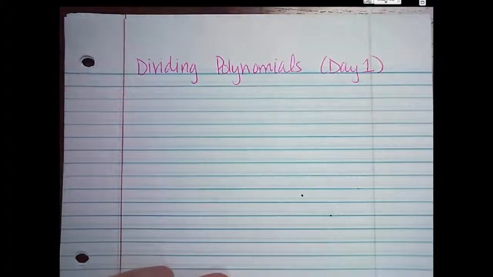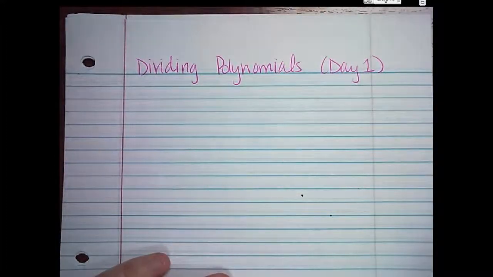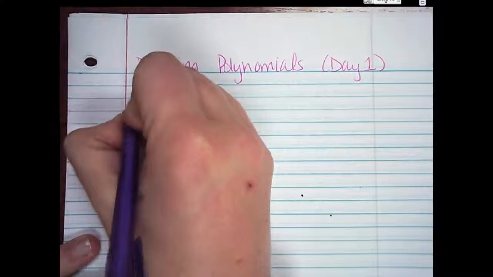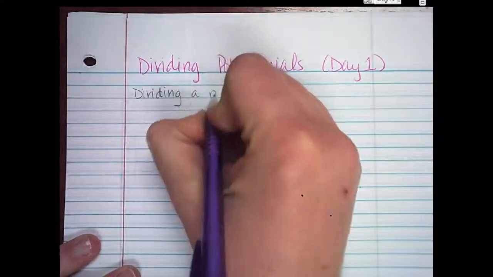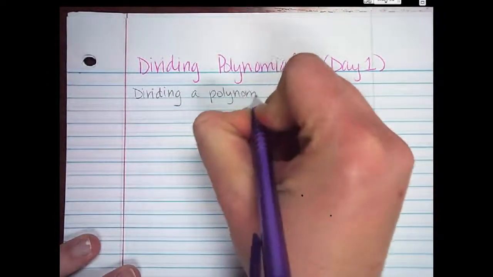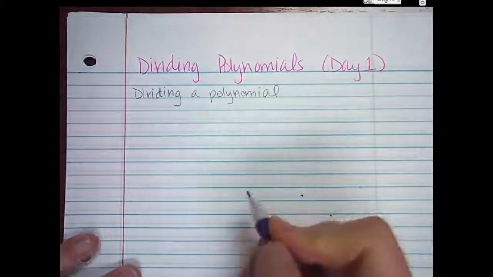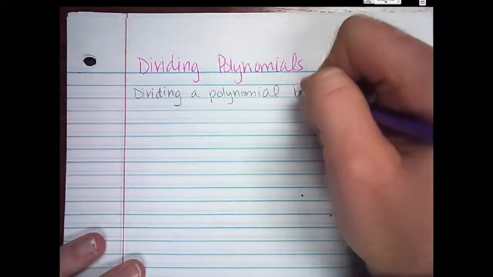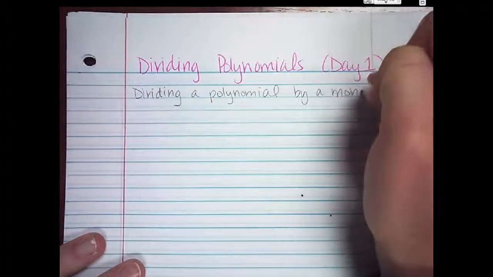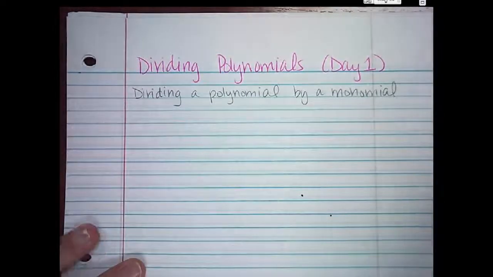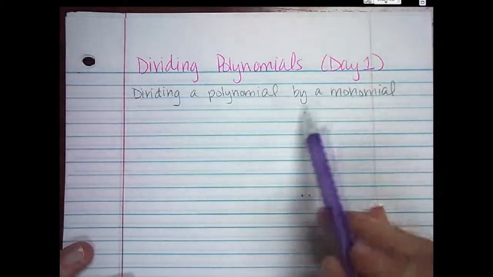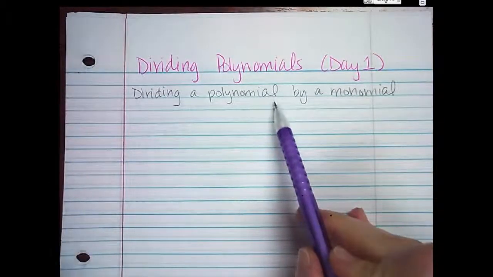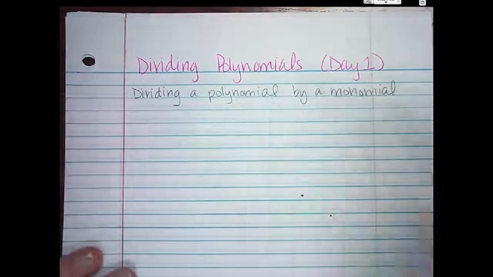Alright guys, so today we are going to divide polynomials. The first thing we're going to do is just do some simple ones. So we're going to divide a polynomial by a monomial. Remember, a monomial is just like one term. A polynomial is multiple terms, so maybe 1 or 2 or 3, just depending on what they give you.